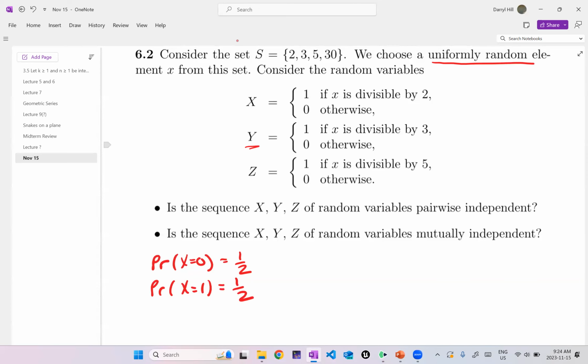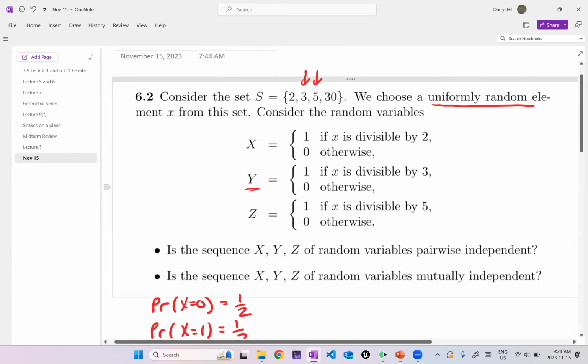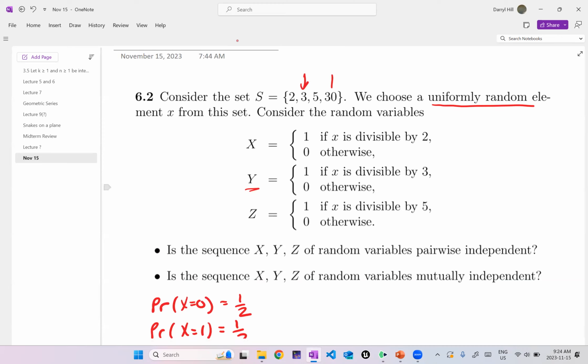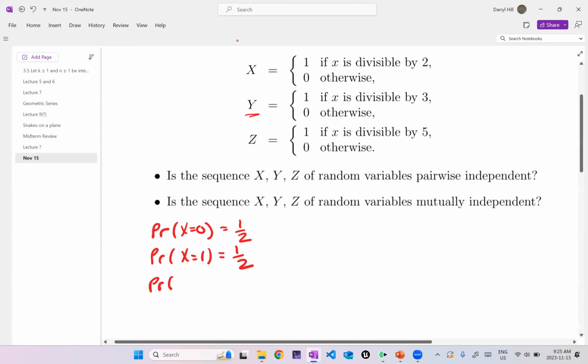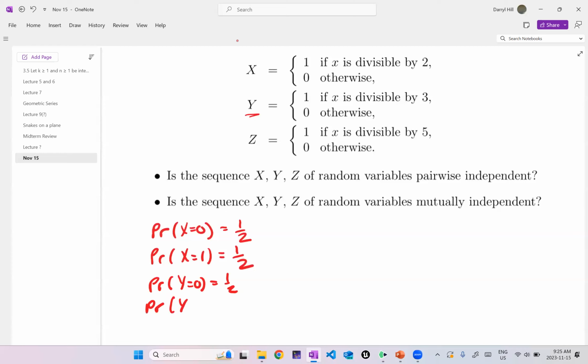For Y, if Y is equal to 1, then our outcome is divisible by 3. Well, this is divisible by 3. This is divisible by 3. These two are not, which means that half of them are divisible by 3. So similarly, the probability that Y equals 0 is 1/2, and the probability that Y equals 1 is also 1/2. And the same is true for Z. Which ones are divisible by 5? Well, 5 and 30. And the ones that are not are 2 and 3.